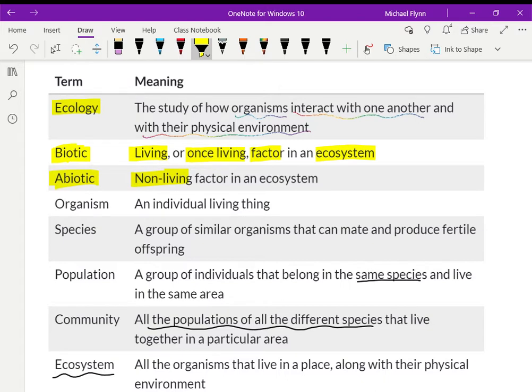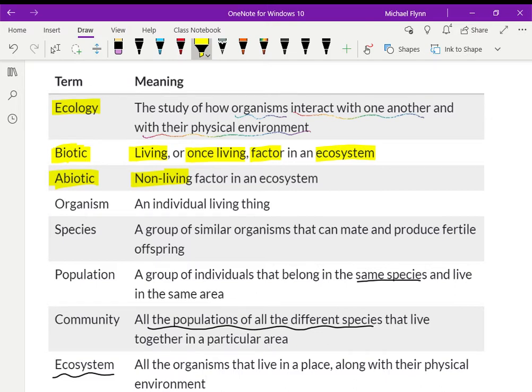So non-living. Water is non-living. Air is non-living. Oxygen in the air is non-living. The minerals in the rocks are not alive. We call these abiotic factors, but they all play a role for living things. The air, the water, the minerals, the important nutrients that we require for life are in the non-living environment. But if it's not alive, we call it abiotic.